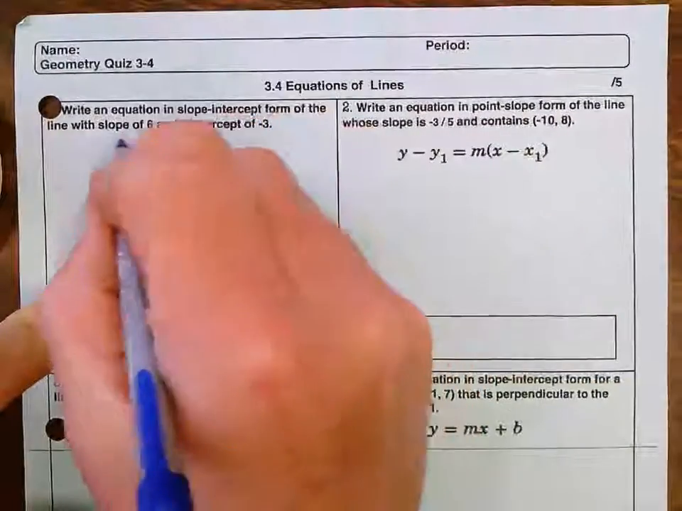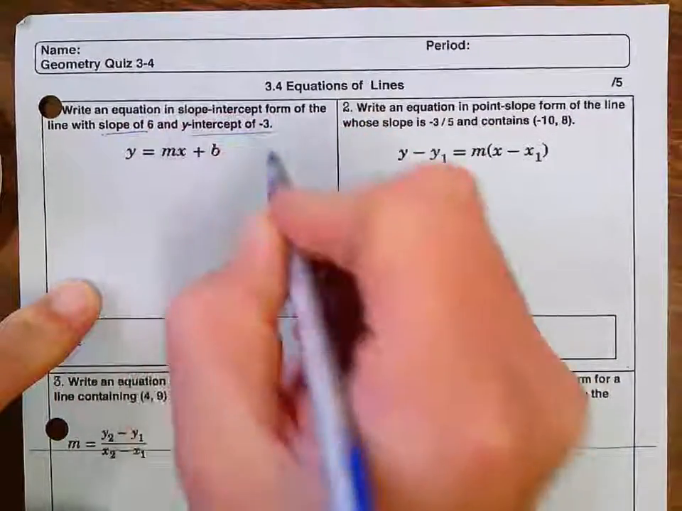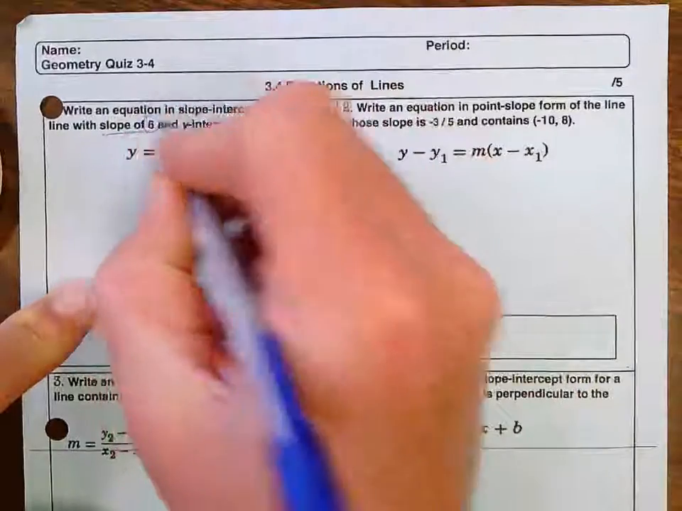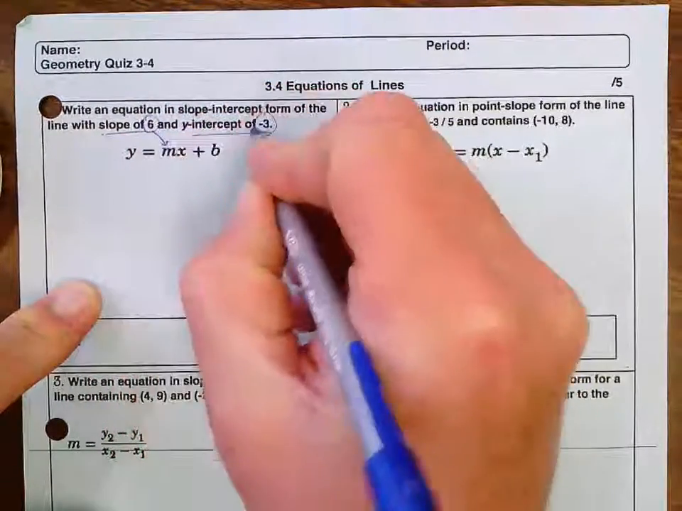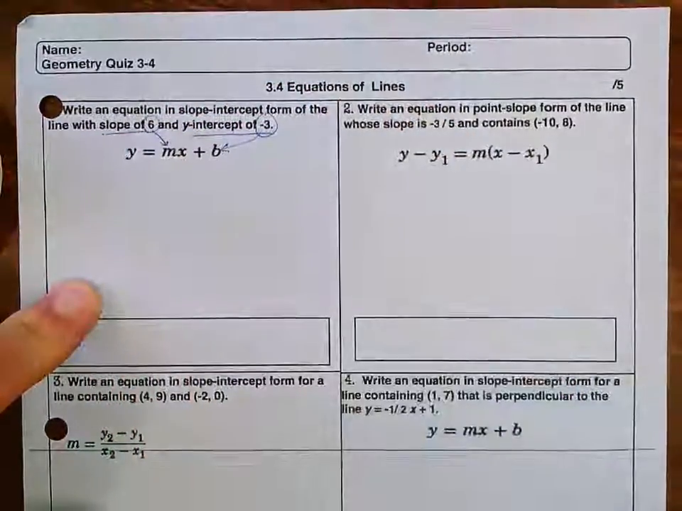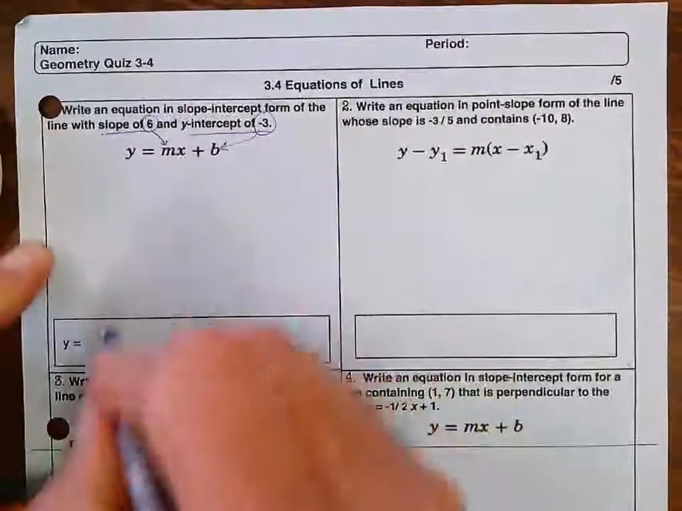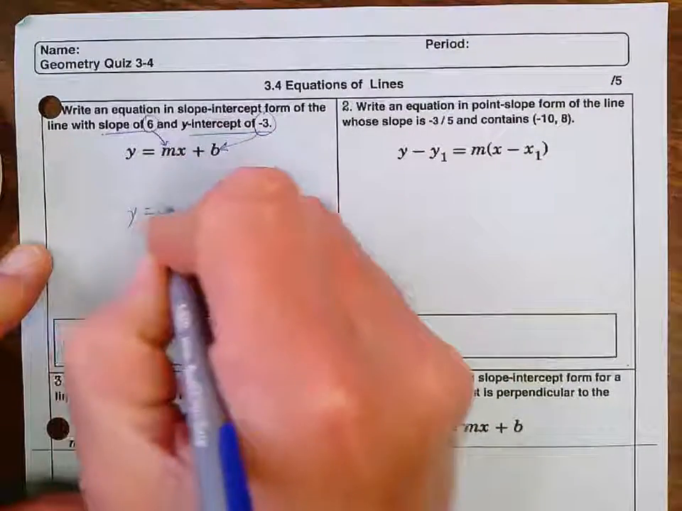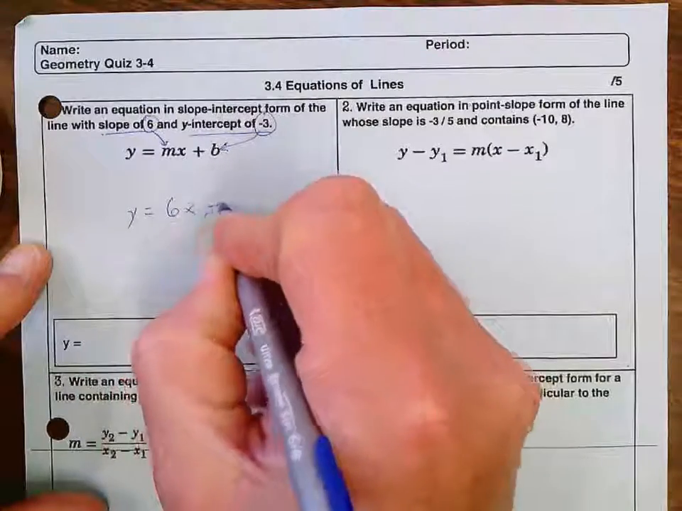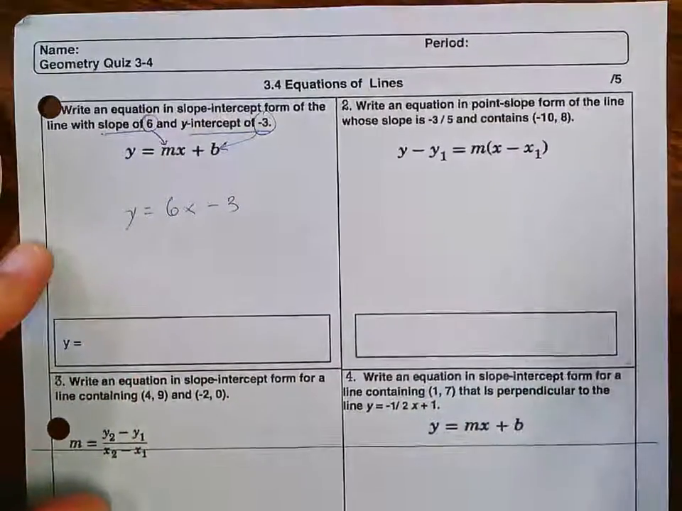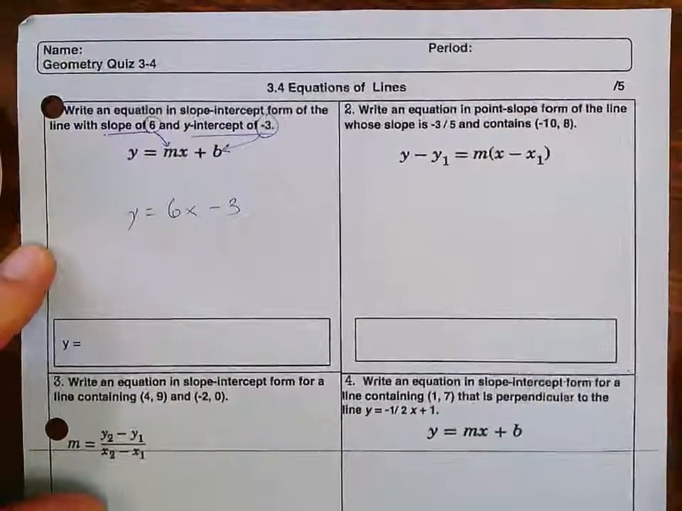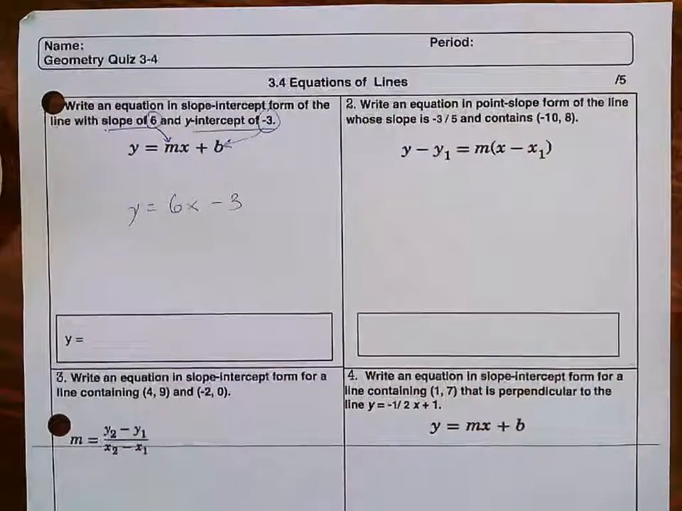It gives you the slope, and it tells you the y-intercept. So take these values and just substitute them right in. That's all you had to do. That is your m and that's your b. So your equation is y equals 6x minus 3, or you can do plus negative 3, but we're not big fans of that. So that's it. That's all you do, is substitute those in.